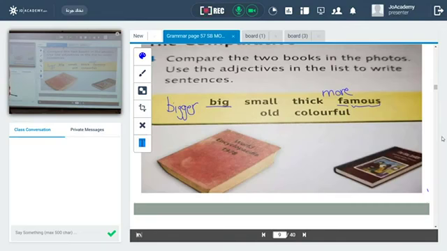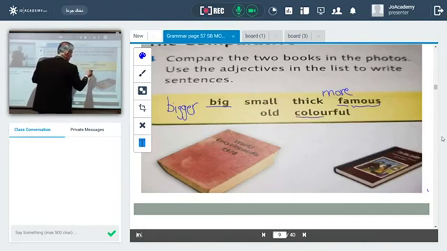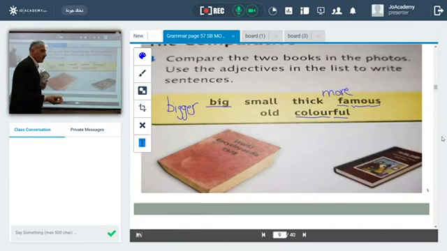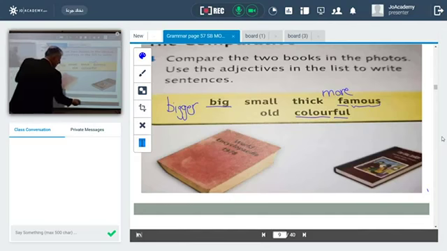Also, we have older. Which one is older? This is 1978. So the encyclopedia is older than the story. And the last one is colorful. So it is more than one syllable adjective. Here I will say the story is more colorful than the encyclopedia. So here we made the examples. Let's look and see the examples we have written.